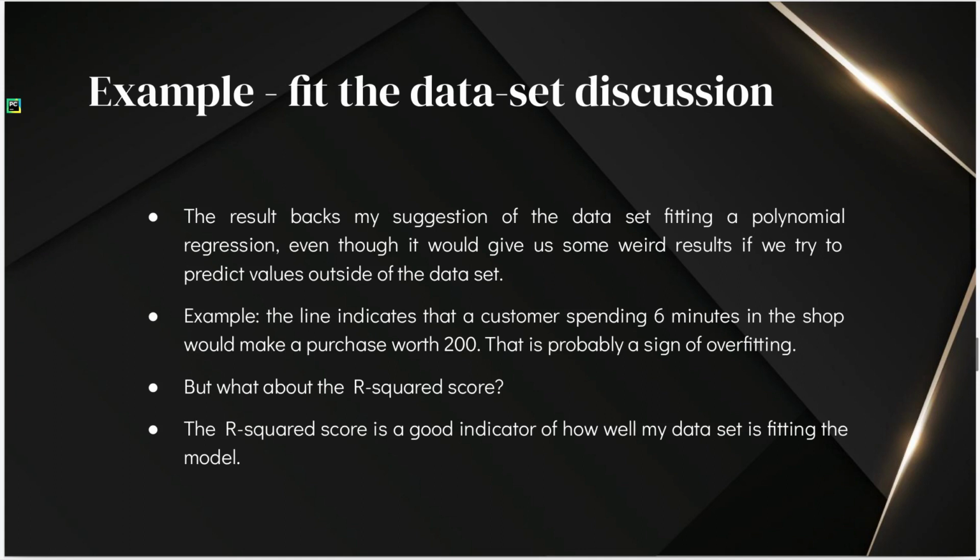So like you just saw, the dataset fit a polynomial regression very well. But like you just saw, the left and right hand side of the graph was slightly askew, and thus we would have gotten some weird results had we tried to predict values in those ranges. But now let us talk about the R-squared score. Like you had seen in my previous lecture, the R-squared score is a good indicator of how well the dataset is fitting the model.